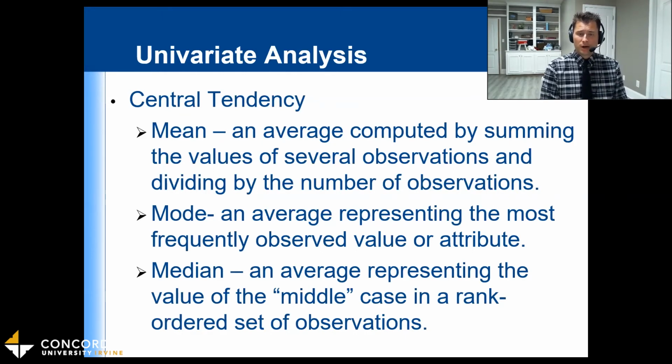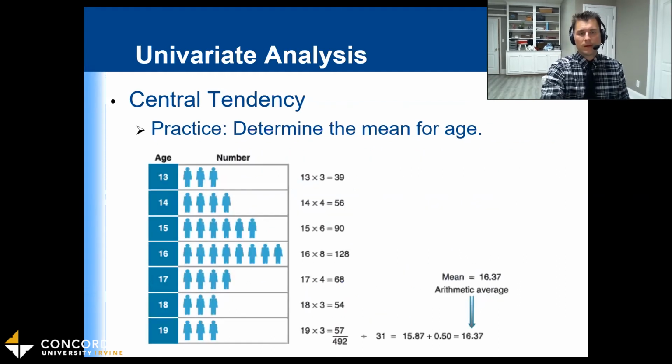Mode is an average representing the most frequently observed value or attribute. And median is an average representing the value of the middle case in a rank-ordered set of observations. Median is the middle number. Mode is the most occurring, and mean is your average. That's an easy way of remembering those.